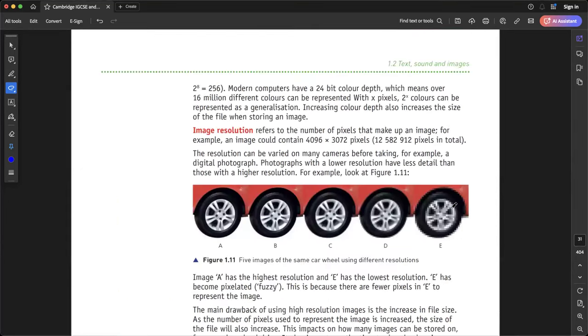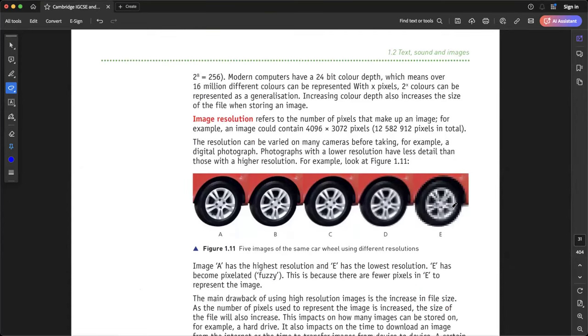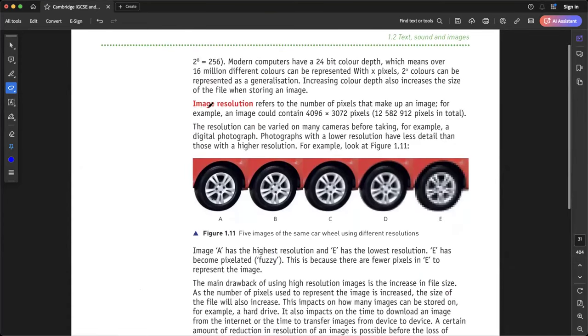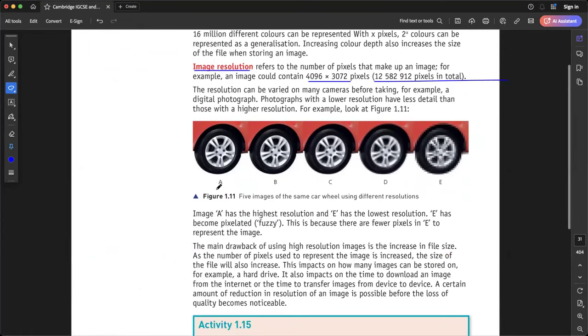Any confusion? No. Okay. So we have already discussed image resolution, right? What is resolution? I told you we multiply the total number of pixels and we get the image resolution. Let's discuss resolution in detail.